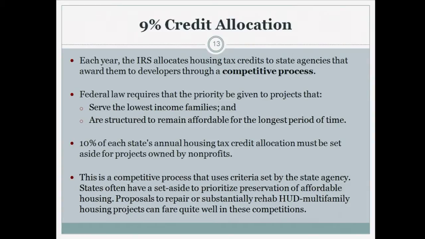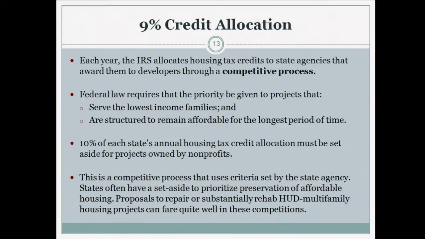The next point on this slide says that 10% of each state's annual housing tax credit allocation must be set aside for projects owned by nonprofits. And I think this is true everywhere. Some states, I would say, favor nonprofits more than others, and by that, some states go well beyond the 10% allocation. Some states just meet the 10% allocation. I think it's a state-by-state issue, and it's a state-by-state preference. And lastly, this is a competitive process that uses criteria set by the state agency, and often they have set-asides that prioritize preservation of affordable housing. Again, I caution you, go to your state's QAP and find out what they do prefer.